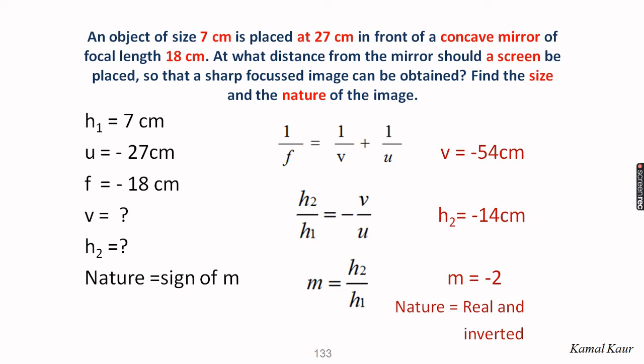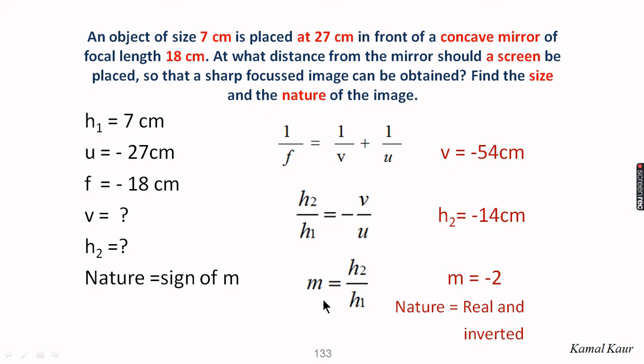Now we have to identify which formula we can use. See here we are given u, we are given f, and v has to be found. Using the mirror formula we can easily find v. Insert the values along with their signs accurately. So v will come out to be minus 54 centimeter. Now from this formula, we know v, we know u, h1 is also given. So from here we can find the height of the image or size of the image h2, which will be minus 14 centimeter.